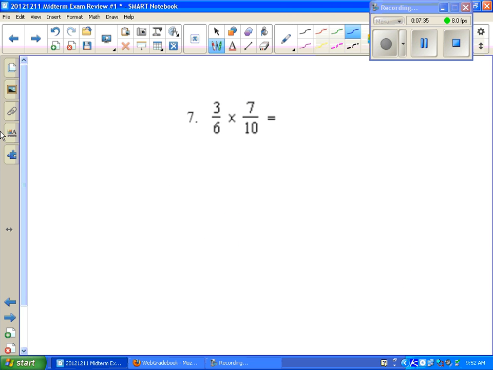Now for multiplying fractions, you don't need to have the denominator be the same. The bottom number can be different. Multiply straight across. So what you have is 3 times 7 over 6 times 10. 3 times 7 is 21, and 6 times 10 is 60. Okay, but you can't leave it in this form. You have to simplify it.